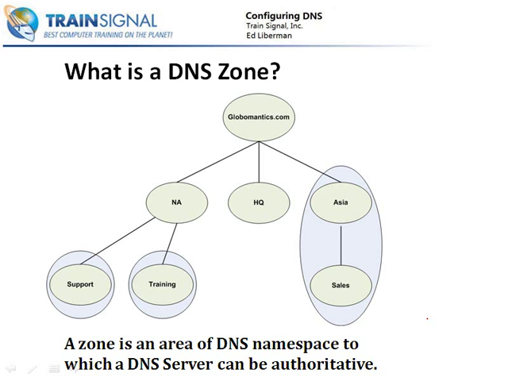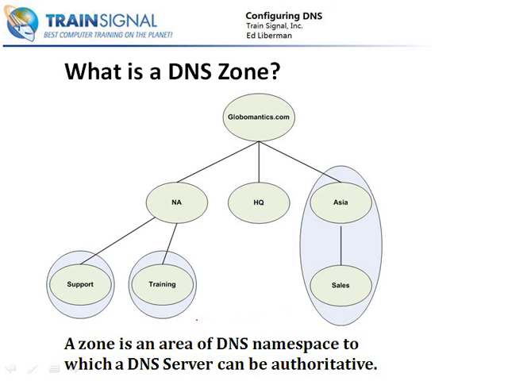A zone is an area of DNS namespace. Just to keep it nice and simple, it's an area of namespace. And to be more specific, we could say we can take that zone, that area of namespace, and make DNS servers authoritative for that particular zone or that area of namespace.